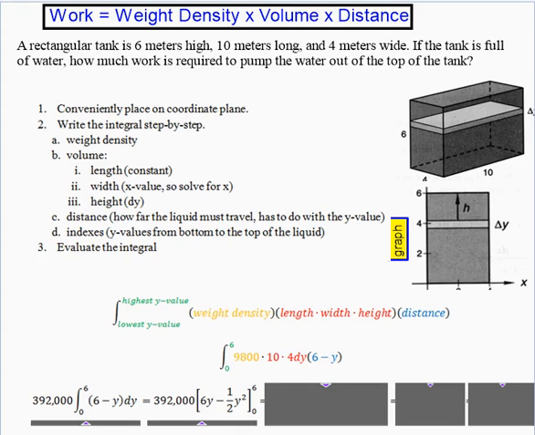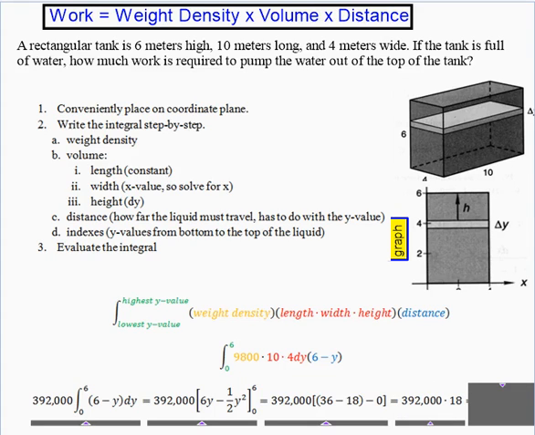We plug in 6, and we get 36 minus half of 36 is 18. And then when you put 0 in both cases, you get 0. So our answer is going to be this 392,000 times 18, because 36 minus 18 is 18, which gives us that it will be 7,056,000 joules of work to empty the tank, to pump out that tank that's full of water.